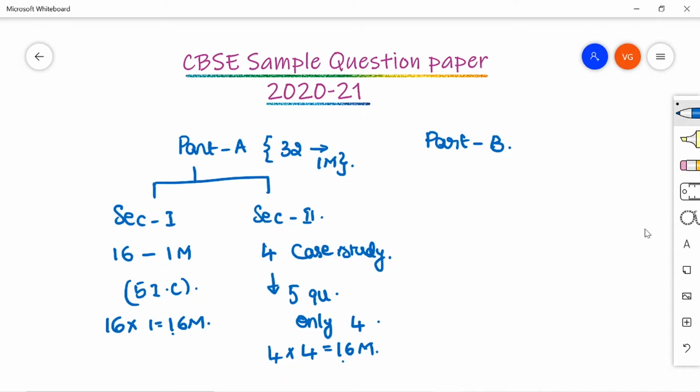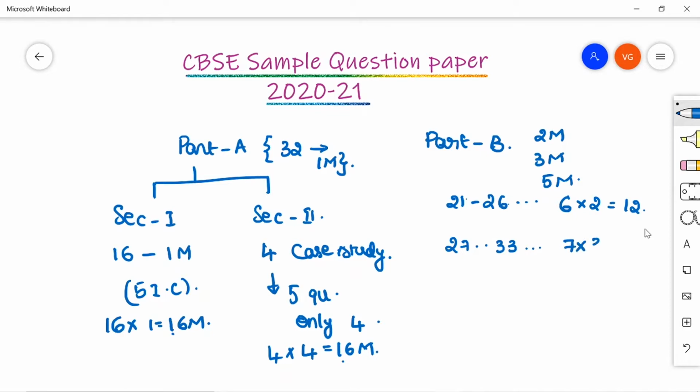Then part B, it's a combination of 2 mark, 3 mark and 5 mark long answer questions. Question number 21 to 26, there are totally 6 two-mark questions. So 6 into 2, 12 marks. Then question number 27 to 33, totally you have 7 three-mark questions, 7 threes are 21. Then 33 to 36, that is 3 questions are of 5 marks. Totally you will get 15 marks here.